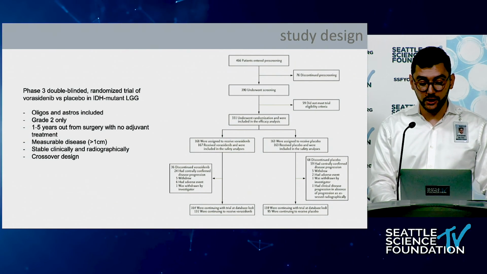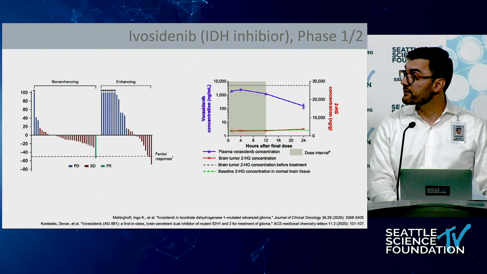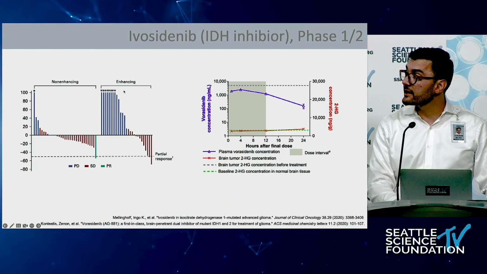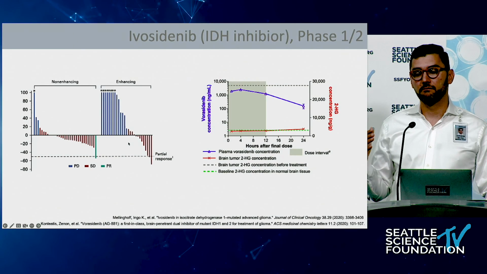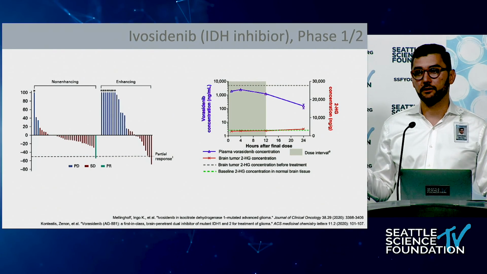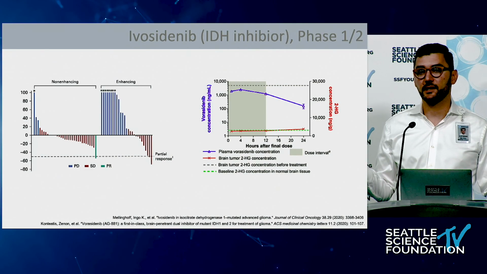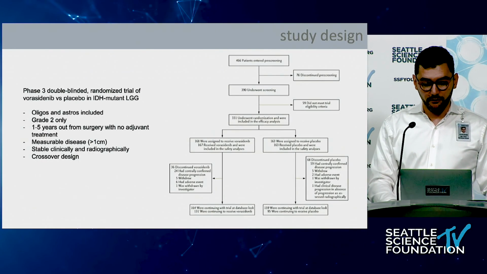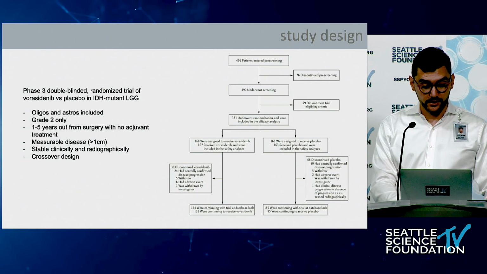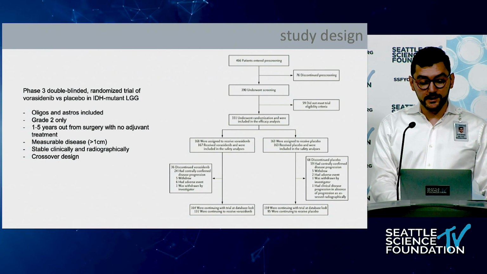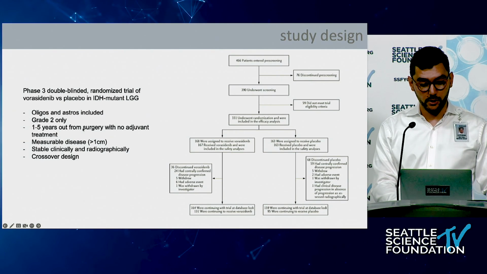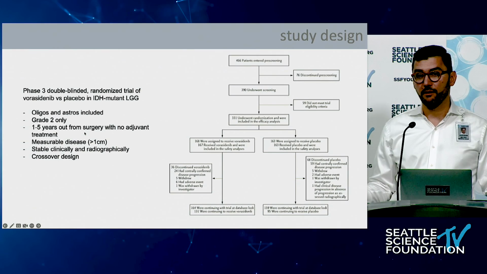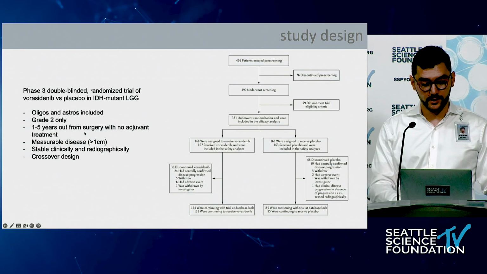They only allowed IDH mutant low-grade tumors because of these data here. So you can see that enhancing tumors, we sort of think of them as over time, if they start out mostly epigenetically driven, they eventually do acquire DNA mutations that are driving disease and become less amenable to treatment. So we focused here. They included oligos and astros, grade 2 only. So the design was to take patients who had had surgery at least 1 year and no more than 5 years prior, and no subsequent treatment, no radiation or chemo. And then it was a crossover design, so if you were on the placebo group at progression, you would get the study drug.